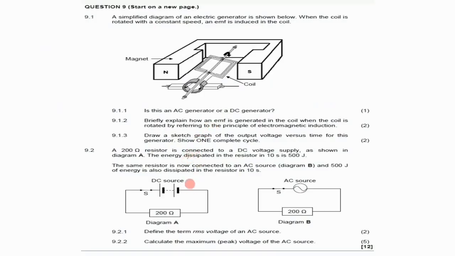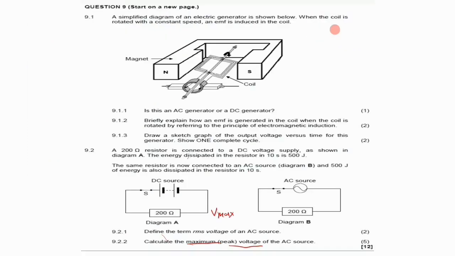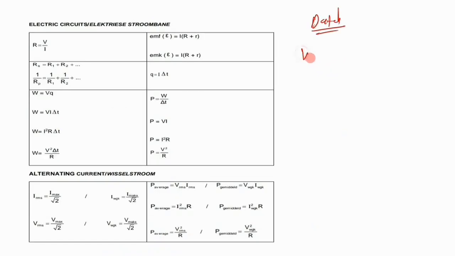Then 9.2.2 says calculate the maximum or the peak voltage of the AC source. So we are required here to calculate the Vmax. But then let's recap on our formulas and also the data that we have. On the side here, let's write the data that we have. We are given the work done or the energy, which is 500 joules, and then we have change in time, which is 10 seconds.